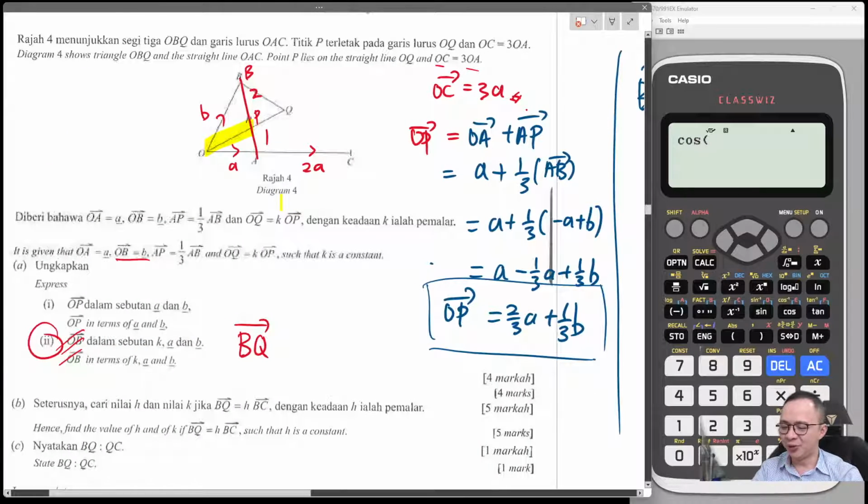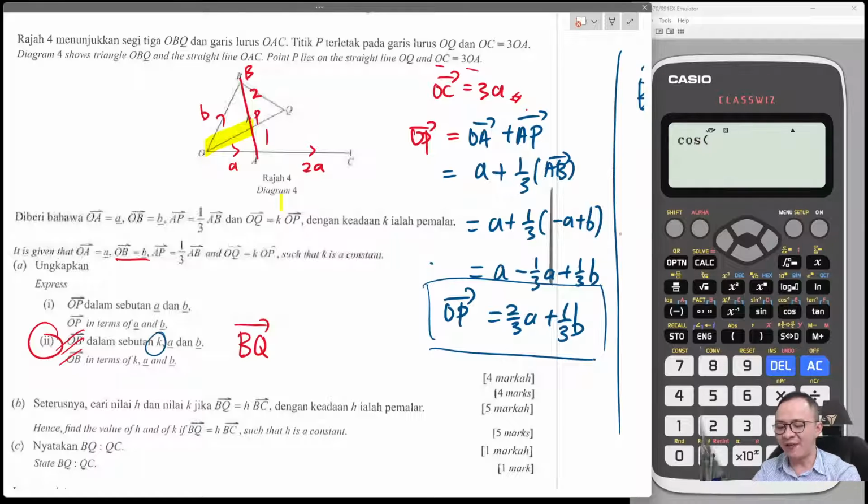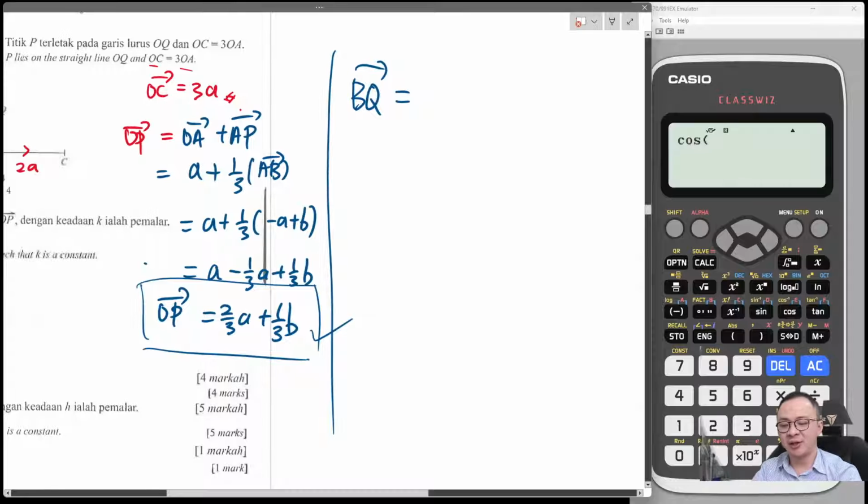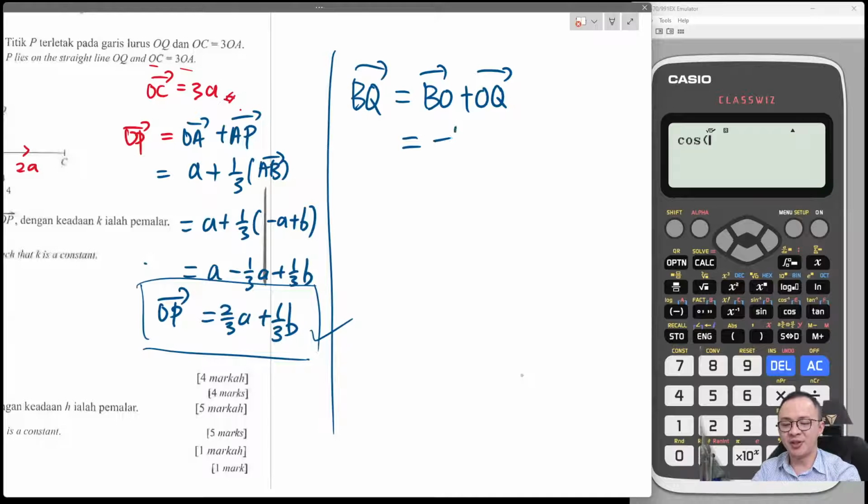Okay, for part 2, we want to find the BQ in terms of K, A, and B. In order to have the K here, I must use the OQ, because OQ actually has the K OP. OP I already have, I can just sub in this OP here. I just found the OP at part 1, right? So therefore, I will use OQ. So I will say BQ is BO plus OQ. BO is negative B. OQ is K OP, and then I will just sub in my OP, which is 2 over 3A plus 1 over 3B.